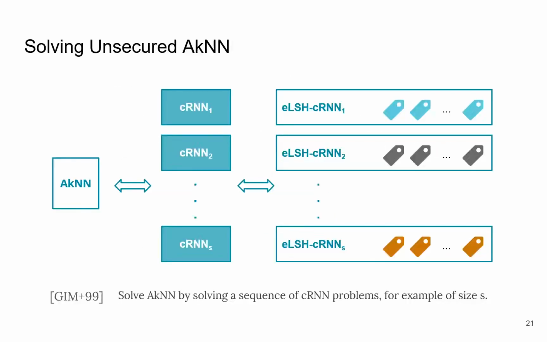Now we are ready to solve the unsecured AKNN problem. We found in literature that we can solve AKNN by reducing it to a sequence of CRNN subproblems, for example of size S in this illustration. We can then solve each subproblem with ELSH CRNN. This is a known idea, but with no correctness proof, so we provide one in our work.